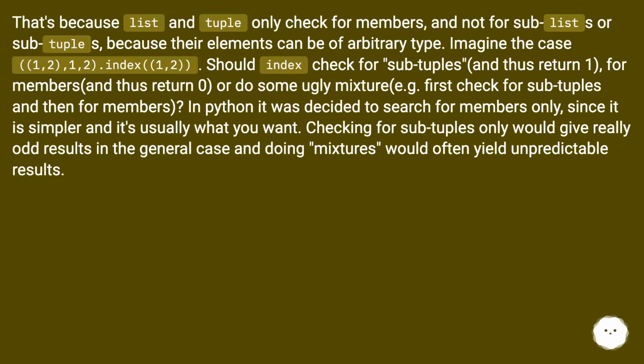That's because list and tuple only check for members, and not for sublists or subtuples, because their elements can be of arbitrary type. Imagine the case (1, 2, 1, 2).index((1, 2)). Should index check for subtuples, and thus return 1, or for members, and thus return 0, or do some ugly mixture, e.g. first check for subtuples and then for members? In Python it was decided to search for members only, since it is simpler and it's usually what you want. Checking for subtuples only would give really odd results in the general case, and doing mixtures would often yield unpredictable results.